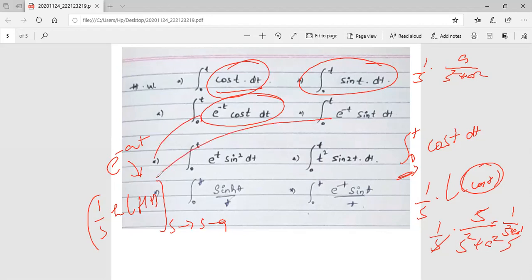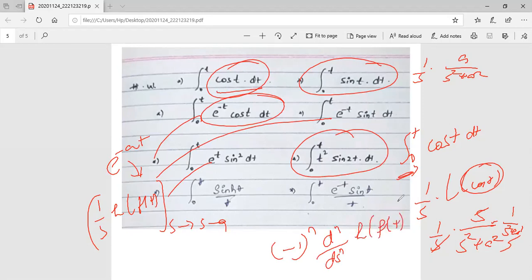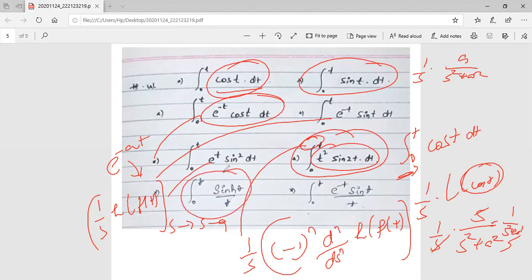This function is the same here, and this function is also the same. And this function uses the multiplication property, that is minus 1 to the power n, d to the power n divided by ds to the power n, of the remaining Laplace transform of f of t. This is your t to the power n derivative property, and for this integral property we write 1 by s as a constant outside. So this property we just solved here, and you have to solve this one.